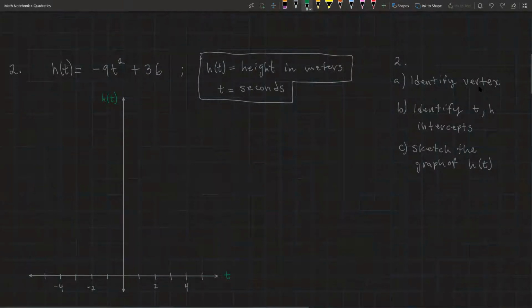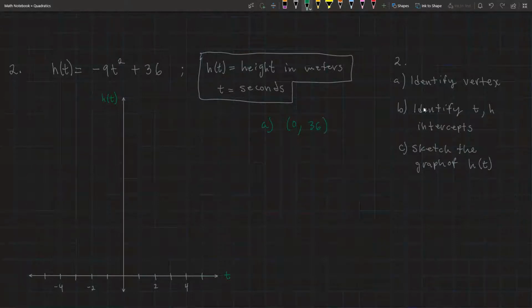The vertex is going to be when the something squared is equal to 0, that's when t equals 0. So the vertex is located at 0 comma something. When this whole thing is equal to 0, the y value is 36. Boom, we have a point quickly.